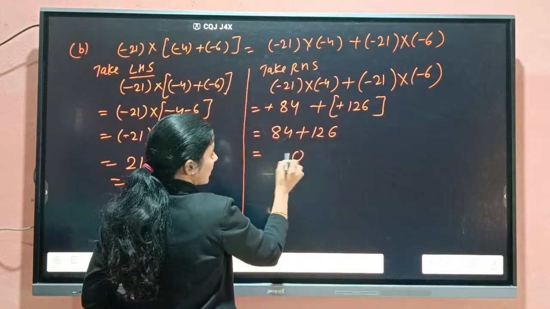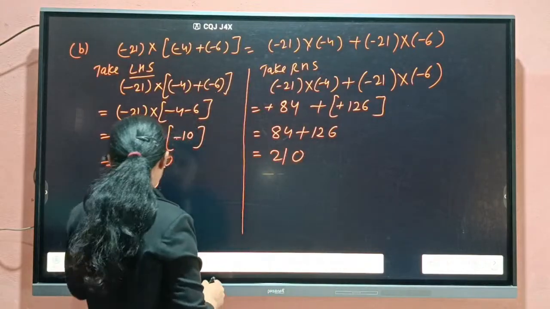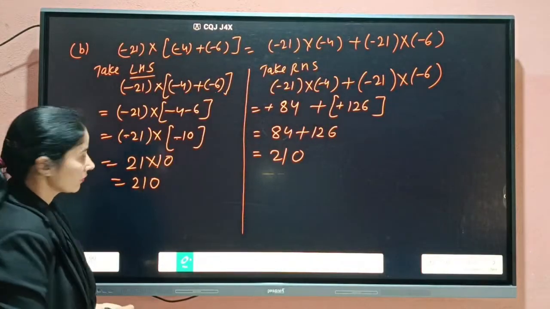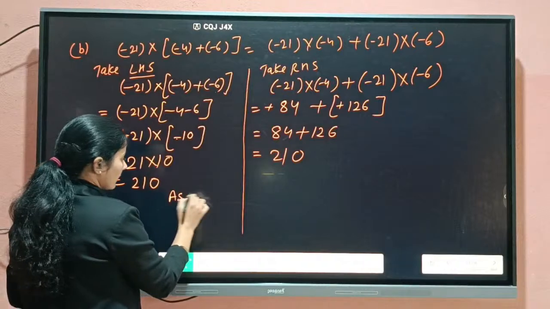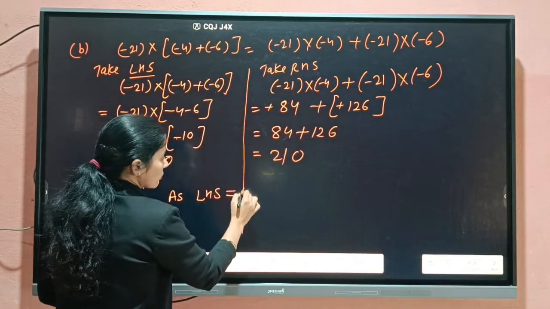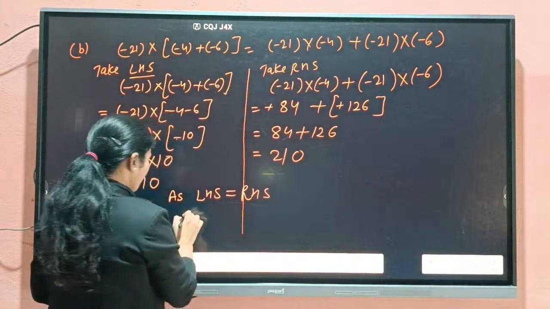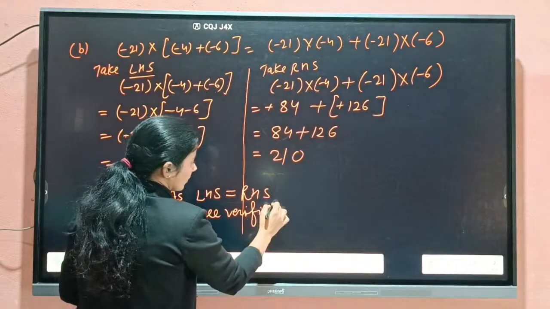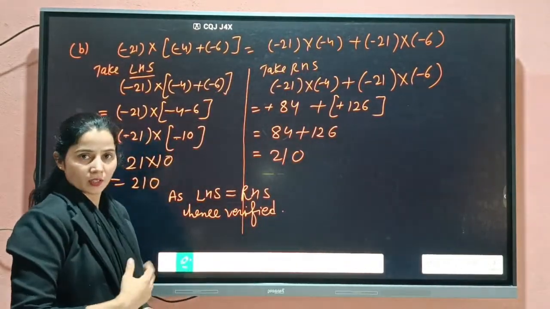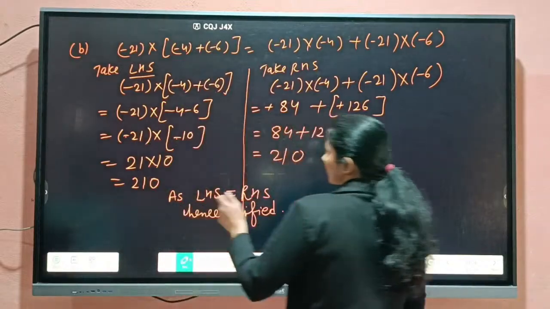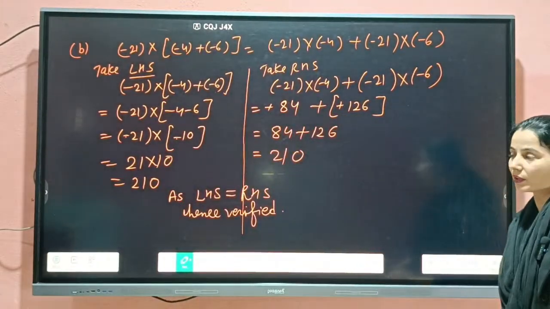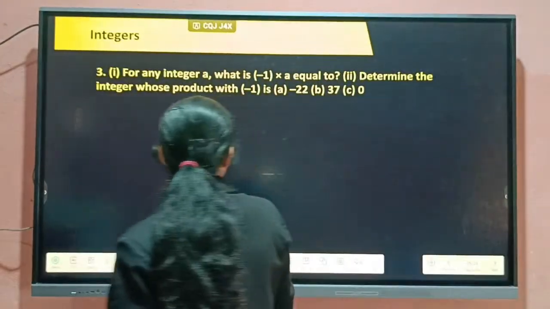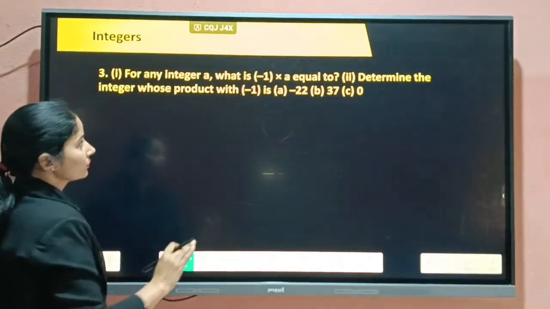It is 210. So your left hand side and right hand side are both the same. So you will say hence verified, as left hand side is equal to right hand side. So in question number 2, in both parts we verified that the left hand side and right hand side are equal. Question number 3: for any integer a, what is minus 1 into a equal to?